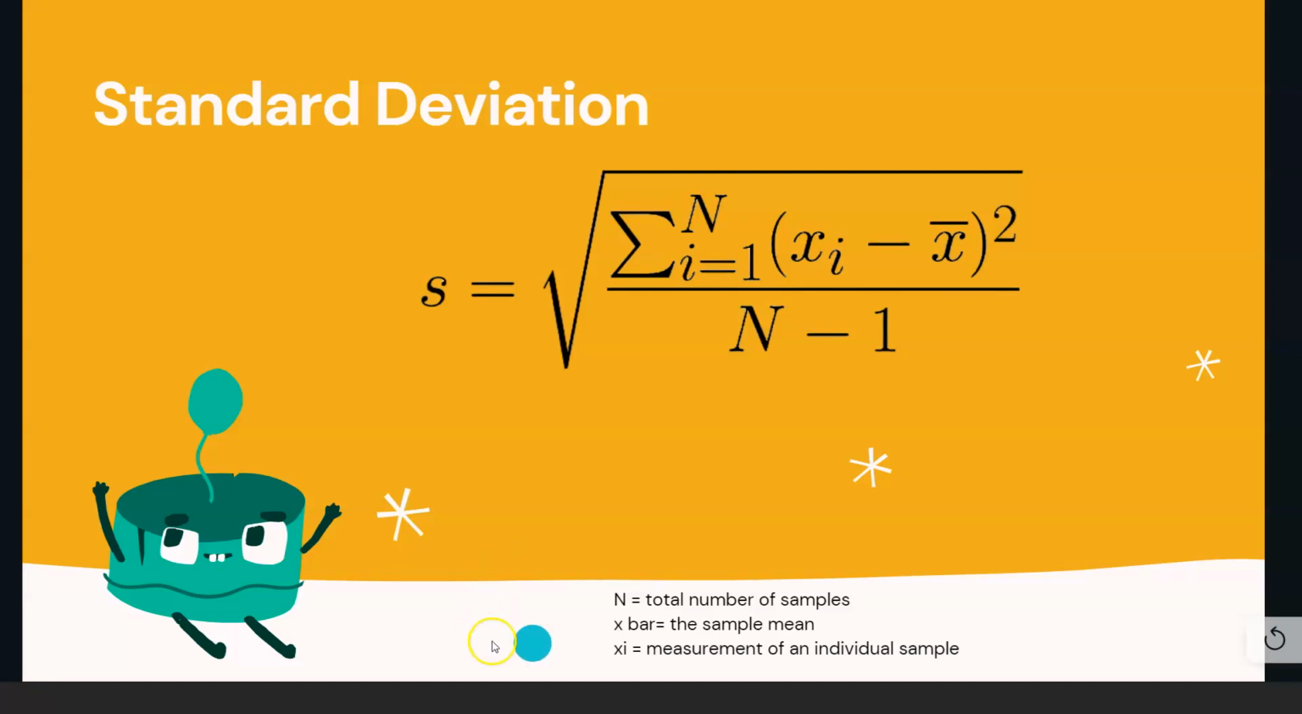Within this equation, just keep in mind that the letter N would be representing the total number of samples taken. The X bar, this X with the bar on top, is representing the sample mean. And the X with the little i is indicating the measurement of an individual sample. So just keep those abbreviations in mind.